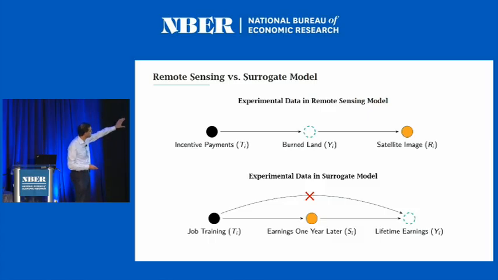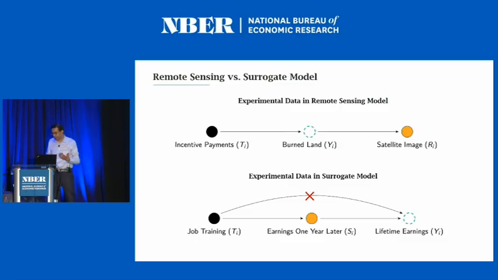In the remote sensing model, at the top, you've got the treatment, you've got the outcome of interest, and then you've got the predictor variable. In the surrogate model, it's flipped around, and remember, to get identification with the surrogate approach, critically, we required that there was no direct link from T_i to Y_i, the final outcome of interest. But of course, in the remote sensing models, we can see from the upper DAG, that's precisely not the case. There is a direct effect of the treatment on the outcome that is not running through the satellite imagery.